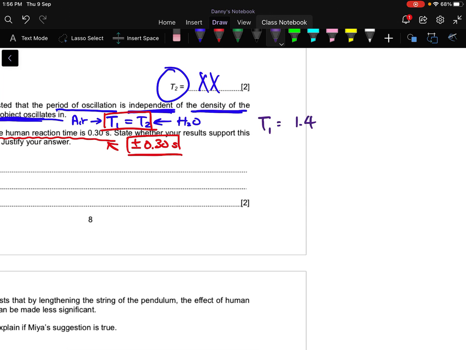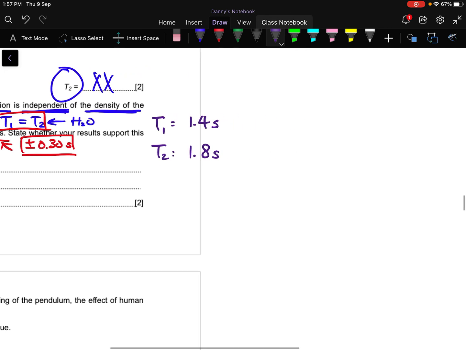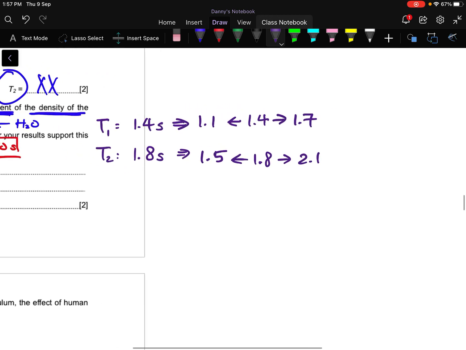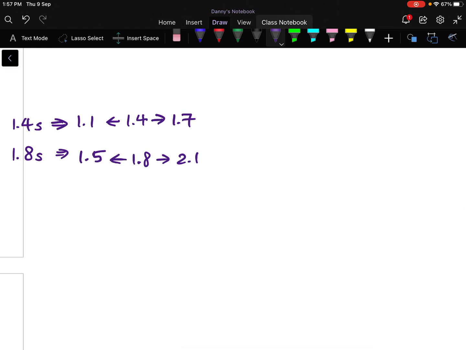Let's say T1 you get 1.4 seconds, and T2 you get 1.8 seconds. Whether this thing match, you need to see it this way. If I have 1.4, it means that I would have a range of 1.7 to a range of 1.1, and 1.8 would mean that I would have a range of 2.1 all the way to 1.5. This is the range. And if you want to see whether they match or not, you need to do it this way.